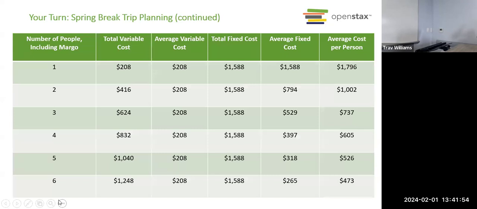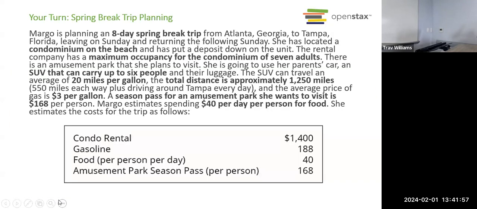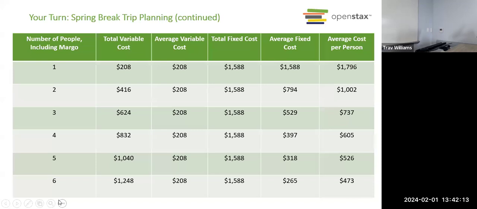So the food plus the amusement park, right? Those are variable because the more people that go on that trip, the more that cost is going to be. So if we take a $40 food cost and $168 season pass for each person, that's $208. You multiply that by the number of people going, and for 2 people, it's double, 416, and that total variable cost continues to increase depending on the number of people going on the trip. Does that make sense so far?